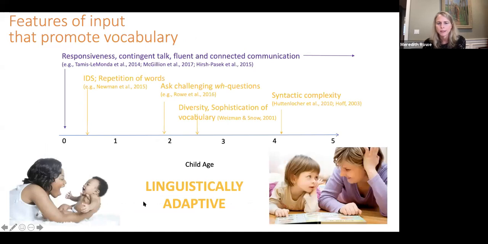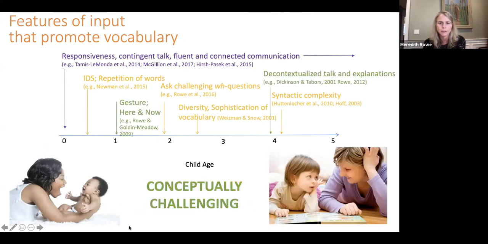Okay, so that's a little summary of the linguistically adaptive dimension. And now I'll go on to the conceptually challenging dimension. So here the idea is, I think one of the things that came up in the chat really quickly was maybe communication that's focused on the child's interest. And that sort of is what we're getting at here, right?